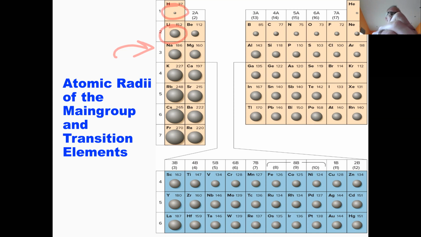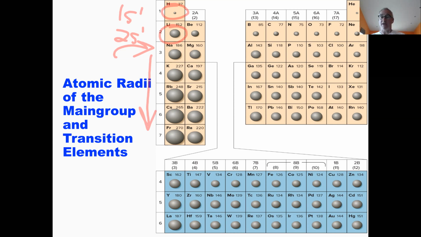Hydrogen has just the one 1s1, right? And then when we get to lithium, we now have 2s1. And that second shell is much further away from the nucleus than the first one. So lithium is a much bigger atom than hydrogen is. And as we go down the group, these elements get bigger and bigger and bigger.